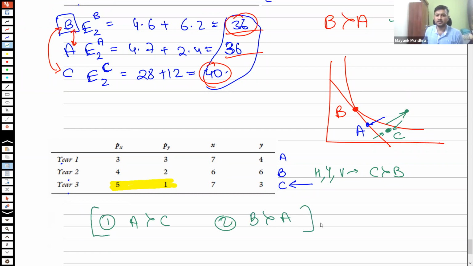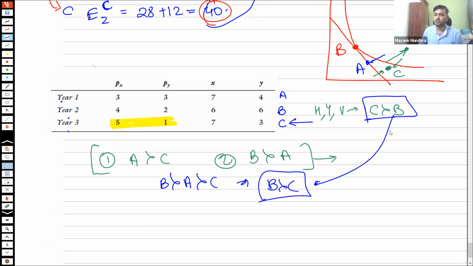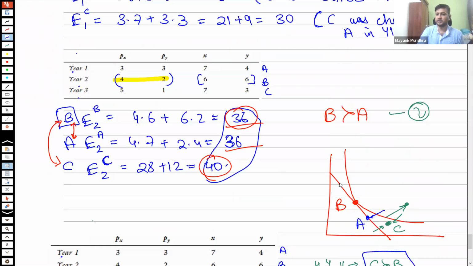Now, if I apply transitivity on these first two results, what I'll get is B is preferred to A, which is preferred to C, which implies B is preferred to C, which is in contradiction to this result. Okay, so these two things contradict each other. So that's why this guy's preferences don't obey the strong axiom of revealed preferences. Okay. So this was the question. Is the behavior consistent with strong axiom of revealed preferences? The answer is no. Because we are getting contradictory results.